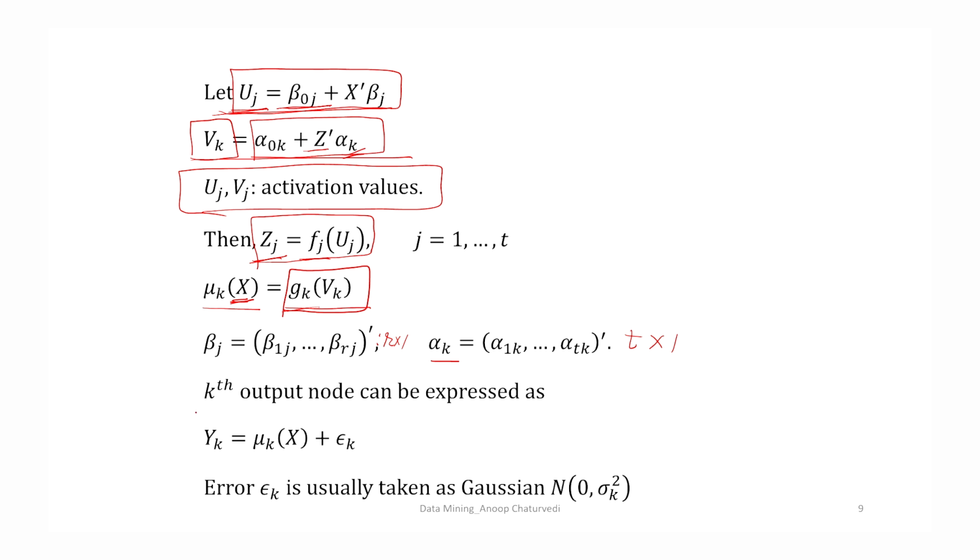Then the kth output node can be expressed as, say y k equal to mu k x plus epsilon k. Epsilon k is the error term. Now, this is basically just like a regression model, y k equal to mu k x plus epsilon k. And we may assume that this epsilon k follows normal distribution having mean 0 and variance sigma square k.